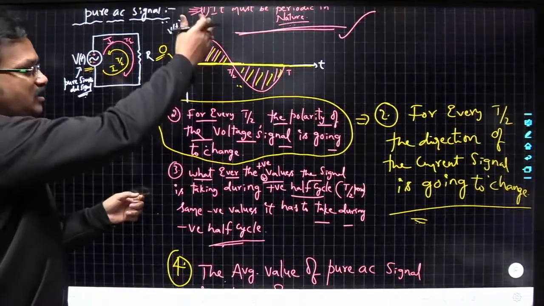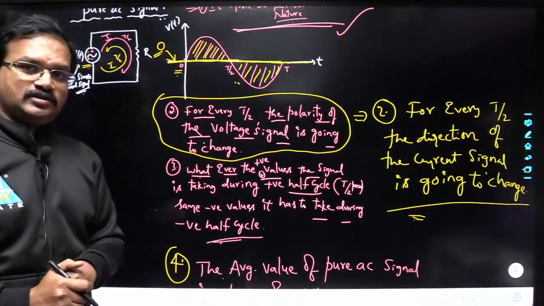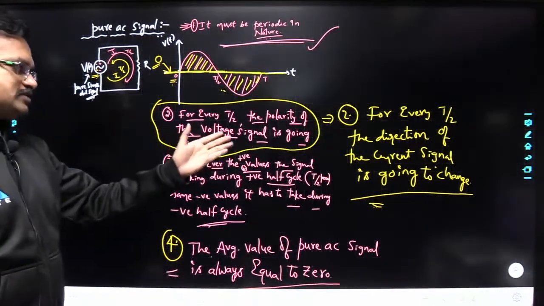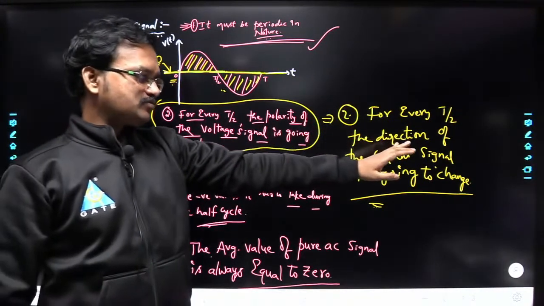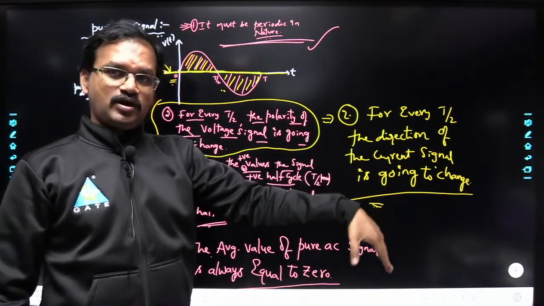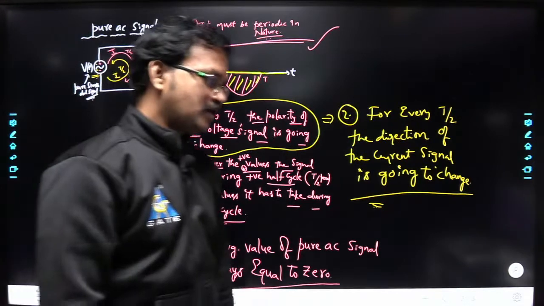So all other conditions must also be satisfied for a pure AC signal, right? Whenever we are talking about voltage, we are saying the polarity of the voltage signal has to change. Whenever we are talking in terms of current, the direction of the current has to change, for every half of the period. Okay, so is it clear here?